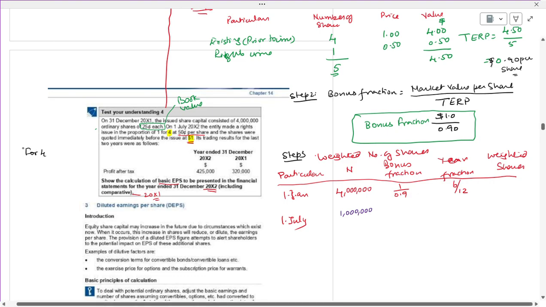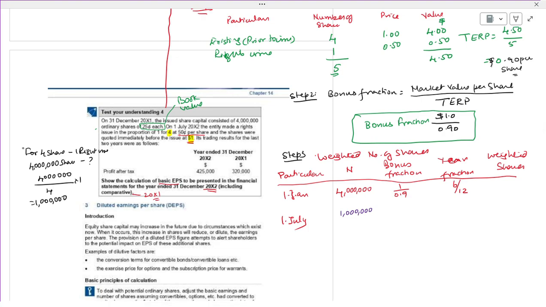For 4 shares, 1 rights issue. For 4 million shares, how much? 4 million divided by 4 into 1. It comes to how much? Are you okay? Is it okay? Yes, 1 million.